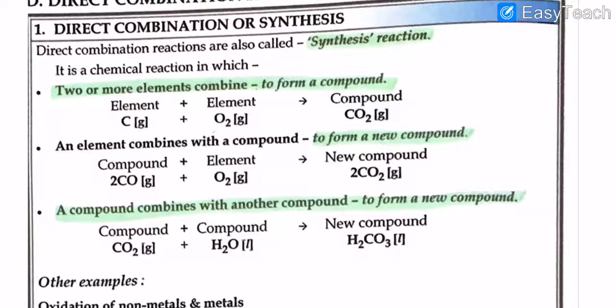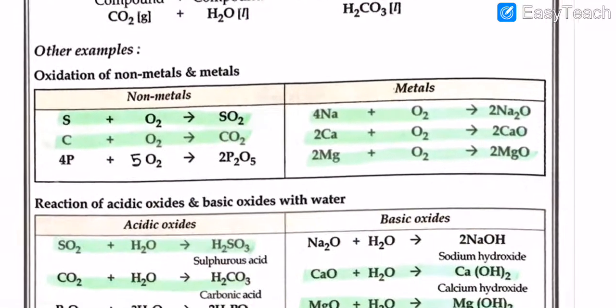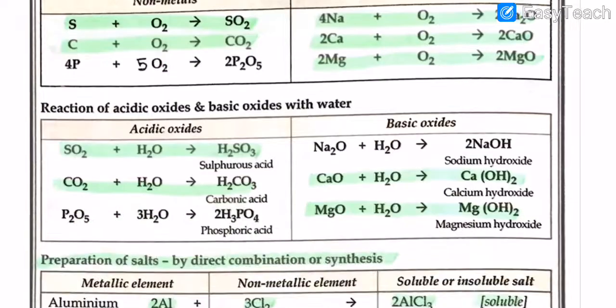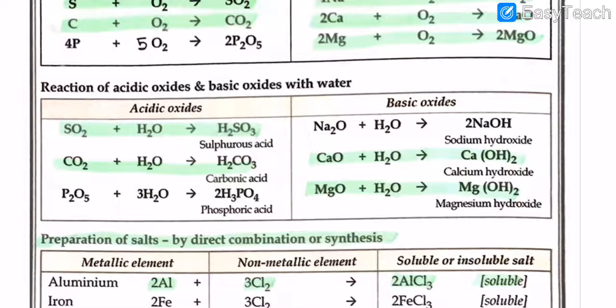Now, some examples are given below. Oxidation of non-metals and metals: S plus O2 gives you SO2, C plus O2 gives you CO2, 4P plus 5O2 gives you 2P2O5. Then 4Na plus O2 gives you 2Na2O, 2Ca plus O2 gives you 2CaO, and 2Mg plus O2 gives you 2MgO. Similarly, reaction of acidic oxides and basic oxides with water: SO2 plus H2O gives you H2SO3.